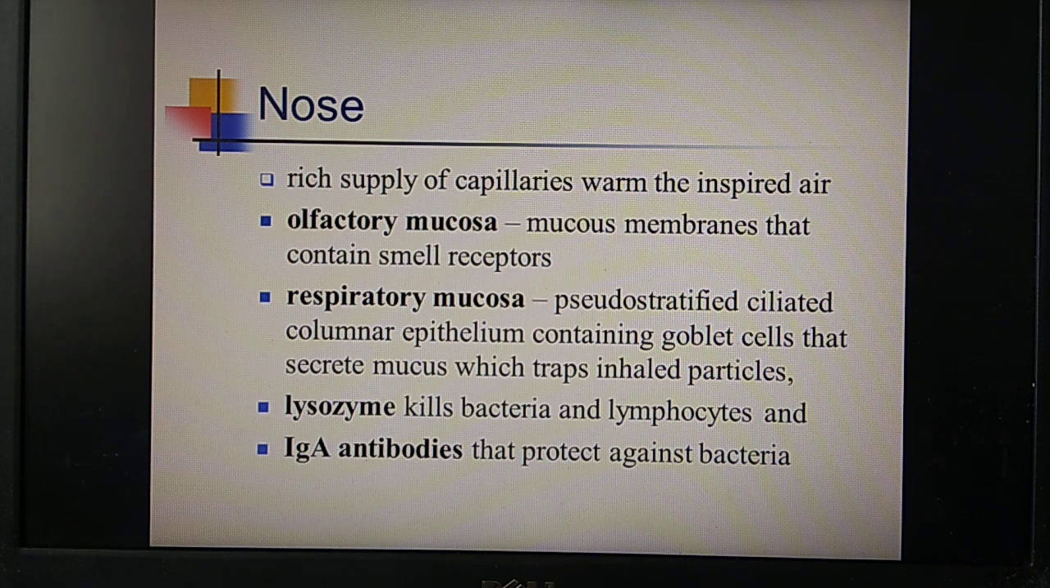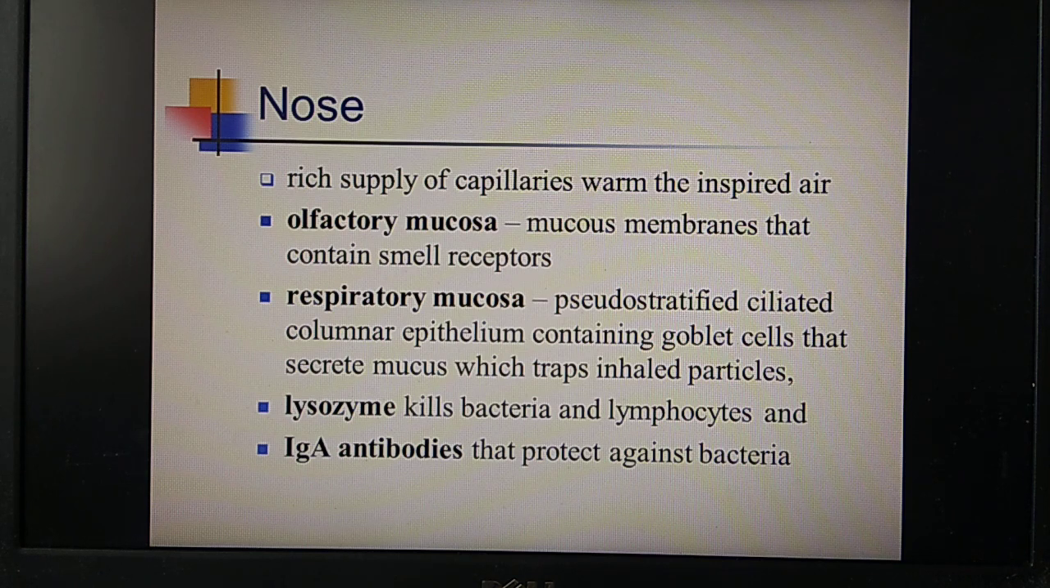And the olfactory mucosa, which includes the mucous membrane that contains smell receptors, I told you, which are called nociceptors, and these help with the identification of smell. And the respiratory mucosa, which includes pseudostratified ciliated columnar epithelial tissue that contains some goblet cells, secretes the mucus which traps the inhaled particles, that is dust particles, etc.